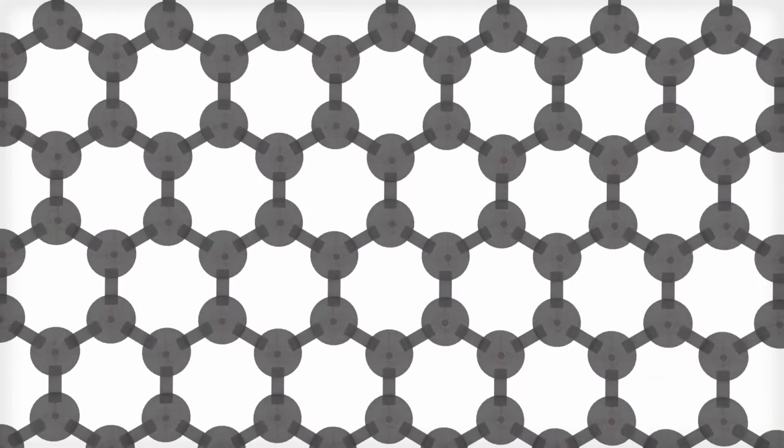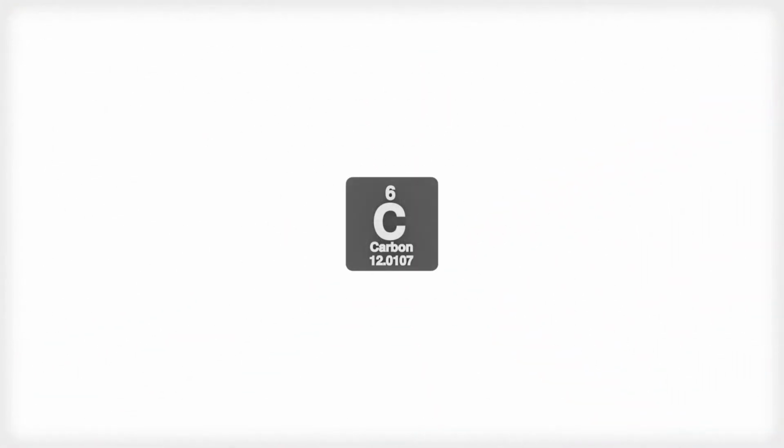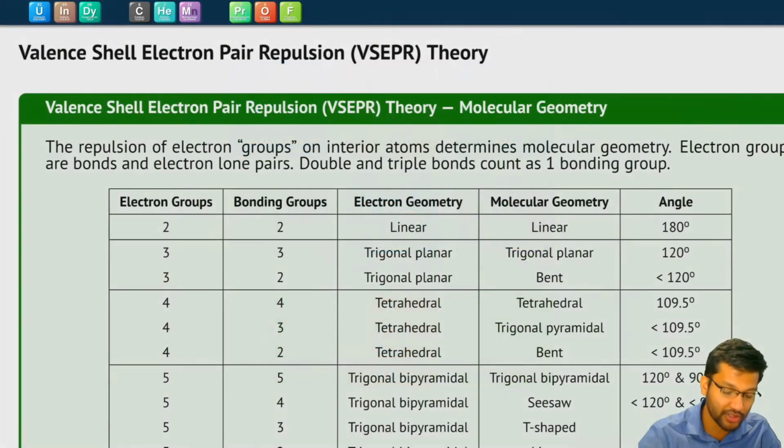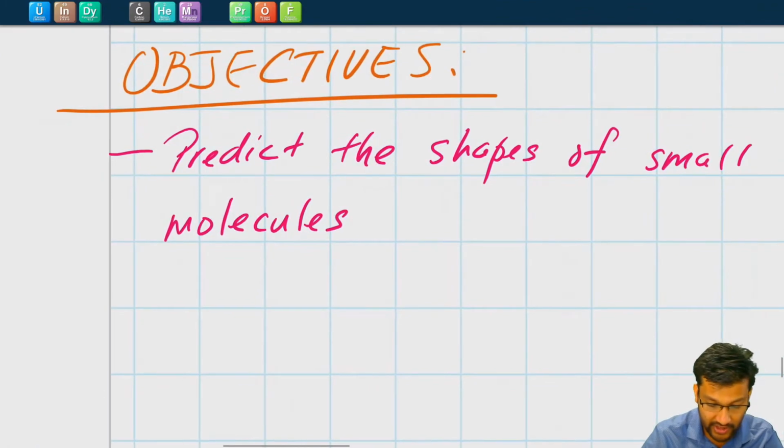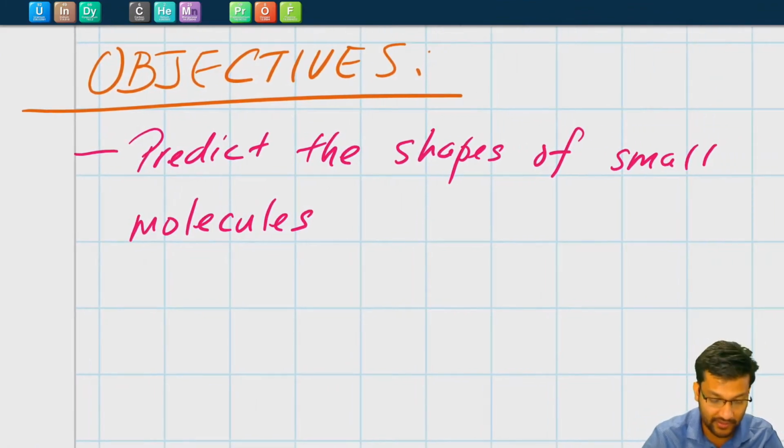Hello students, this is Professor Chalai, and in this video we're going to look at valence-shell electron-pair repulsion theory, or VSEPR theory. As always, you can follow along with our Chapter 7 workbook. By the end of this video, you should be able to predict the shapes of small molecules using this theory.